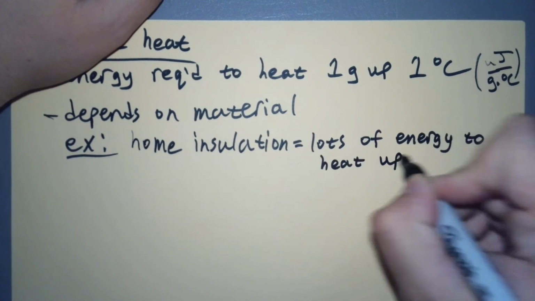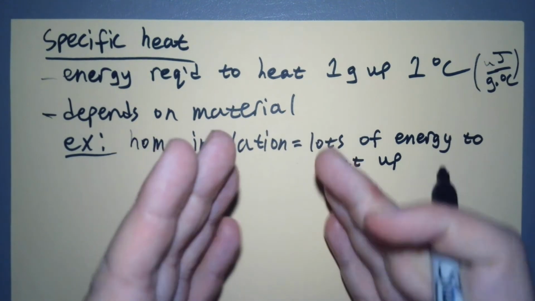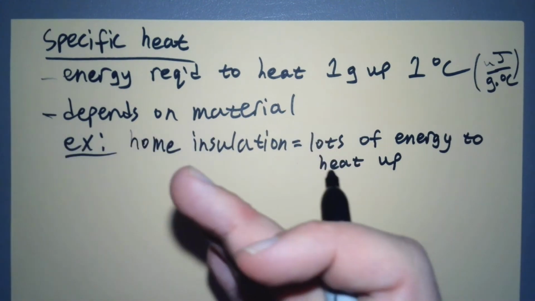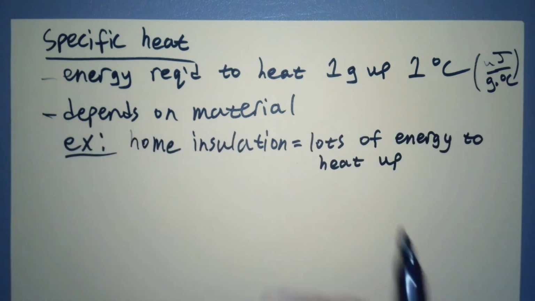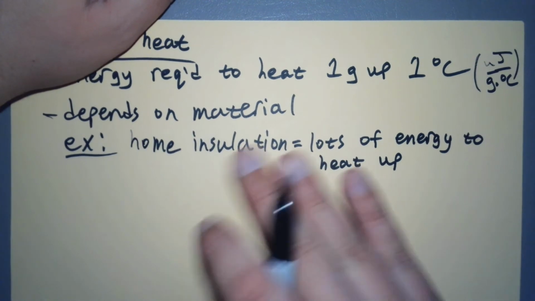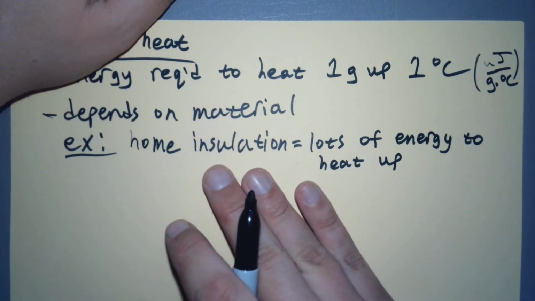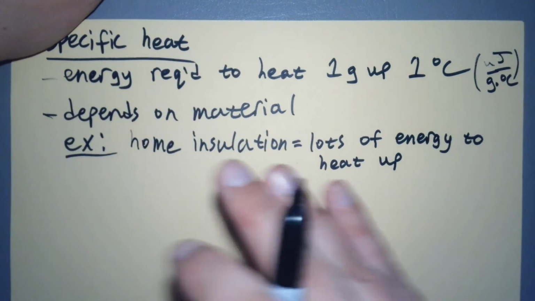To heat it up. Because remember, energy only transfers according to temperature. So if your insulation is difficult to heat up, it's going to be a barrier to moving energy because the temperature isn't going up very quickly. Whereas something like a metal typically has a low specific heat, and so they heat up easily, they transfer heat well.